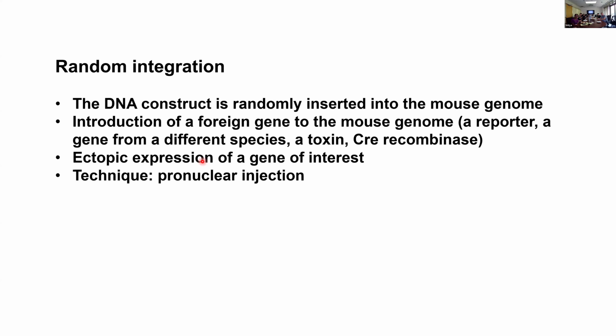So what do we mean by random integration? Random really means that the piece of DNA fragment you're introducing into the mouse genome is inserted into the genome in a random place. We don't have control over where it lands. Because of that, you can use it for reporter gene expression. You introduce a foreign gene, and you can ectopically express the gene. If you want to achieve this type of goal, you can use random integration.